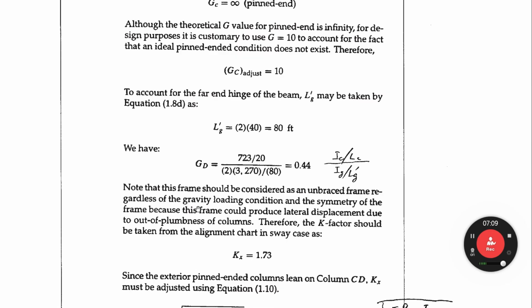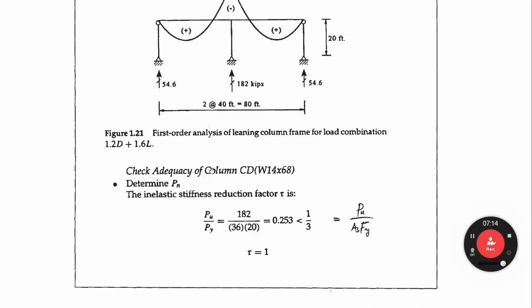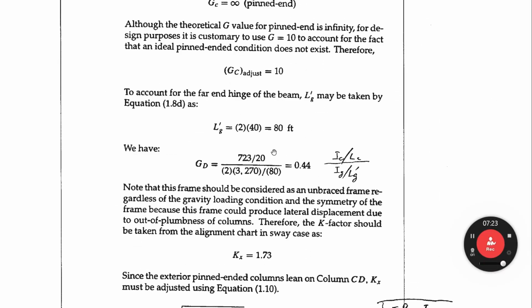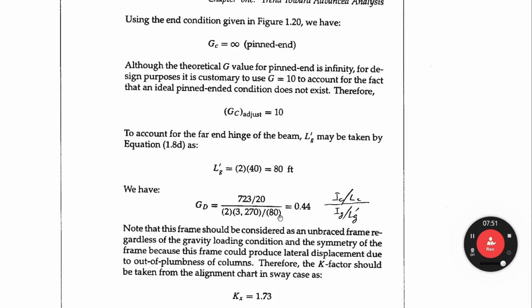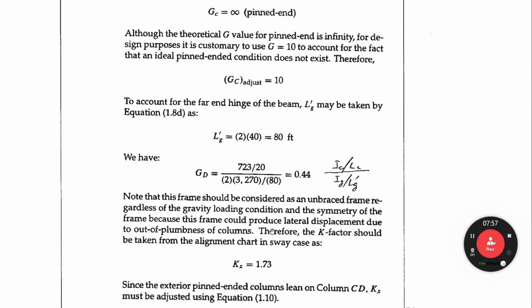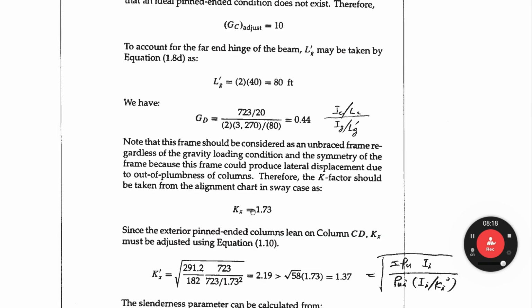Then let's calculate the stiffness ratio at the top here. In the numerator, we use column I divided by column length. This is beam I divided by LG prime, right? You have 2 beams, left hand side and right hand side. As you see here, we have 2, 1, 2. So there is 2. The value is 0.44. So since this frame is an unbraced case, we have side sway. You have GC 10, GD 0.44. From the alignment chart of the unbraced case, you can get Kx equal to 1.73.